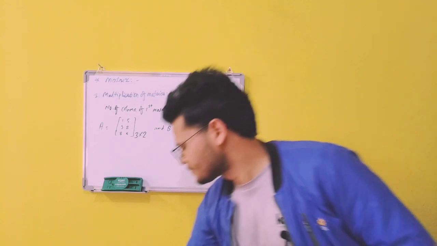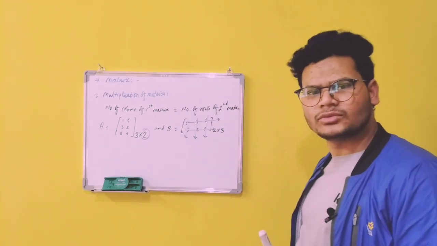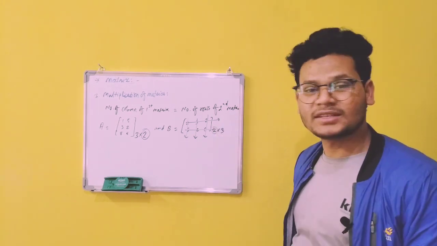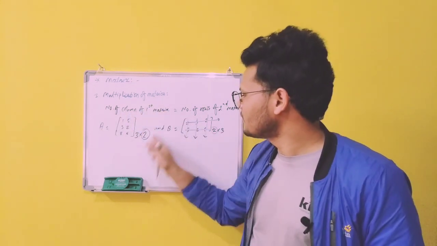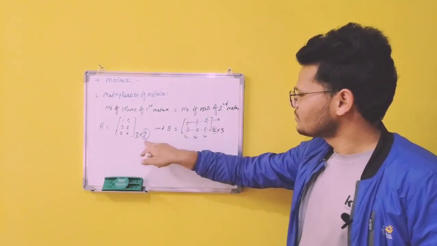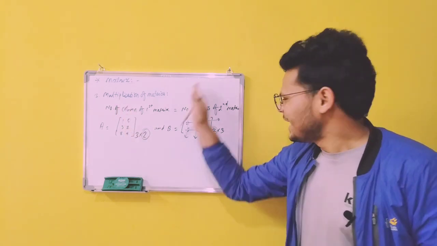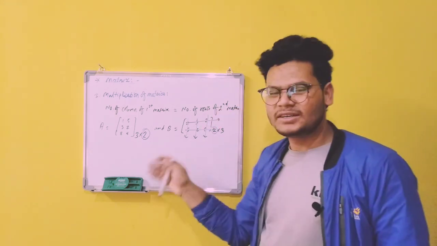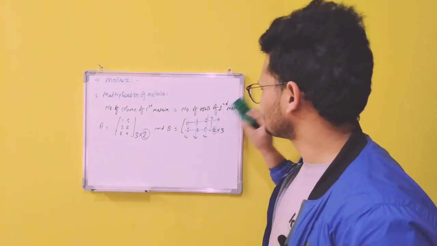Here you can see the number of columns of the first matrix is 2, and the number of rows of the second matrix is 2. You can see they are the same. The number of columns of the first matrix should be equal to the number of rows of the second matrix. It means this condition is satisfied, so in this case we can multiply the matrices. This is our simple condition.